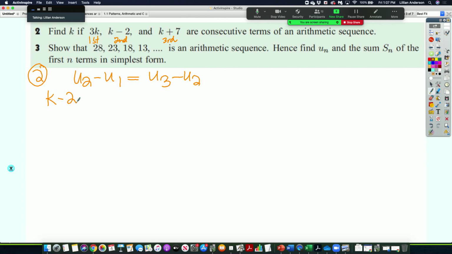My second term, which is k minus 2, subtracted from my first term. Let me put these in parentheses. And then my third term subtracted from my second. I'm using these parentheses for a reason. Why do you think I'm using these parentheses? Not necessarily so that it's not a linear expression, it'll still be a linear expression, but look at what I have on that second line in the orange.